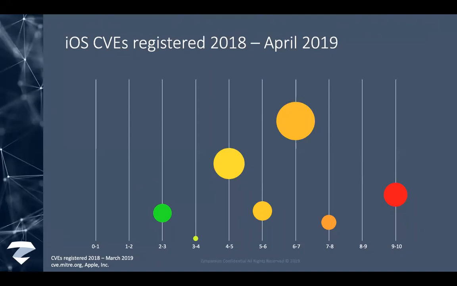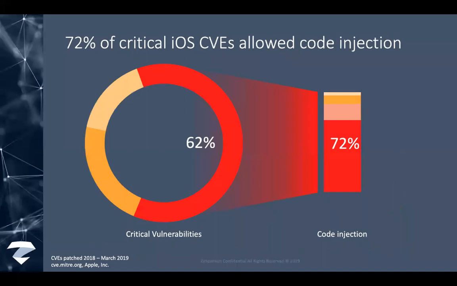Some of the bugs are more severe than others, but when you look at all the critical ones, 72% of the critical CVEs allowed code injection. Of all the CVEs, 62% were critical, and almost three quarters of those allowed some type of code to be injected into the operating system. That's through multiple vectors. It could be through SMS, or through the browser. Browser code injections are really popular. So even if you build a strong mobile app, it's only as strong as the foundation it's built upon, right?